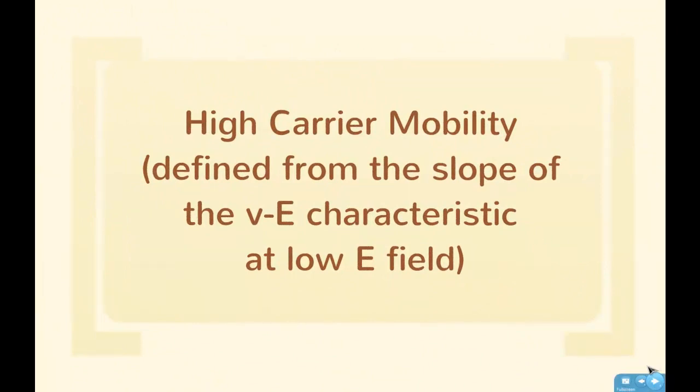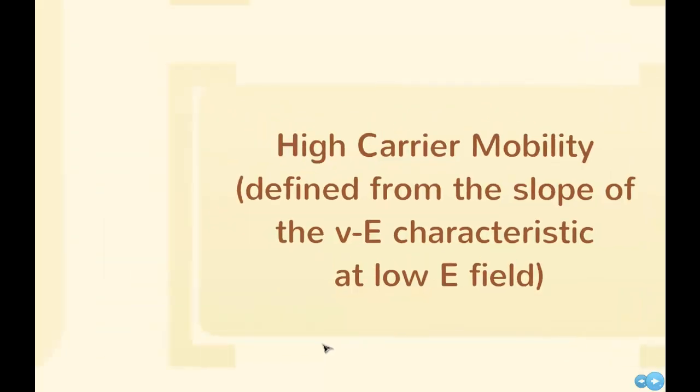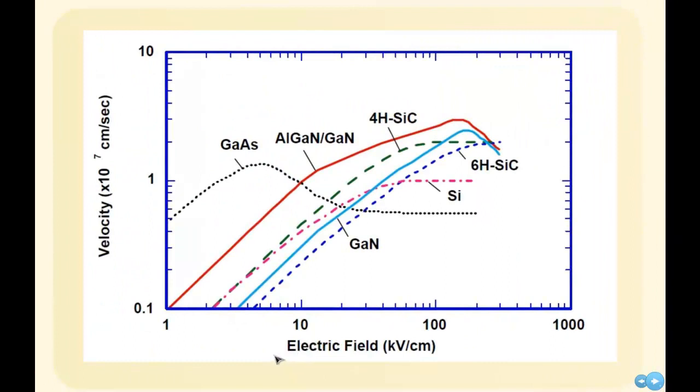Now, current is defined as the movement of charge, and it's expressed as the product between charge density and transport velocity. So both charge density and transport velocity must be high in order for us to achieve high currents. Now, there are two main parameters in a semiconductor material which tell us how fast the electrons move. The first one is the one shown here, the carrier mobility, and that is defined as the slope of the velocity versus field characteristic at low electric field. What we're saying here is that we are applying an electric field to our semiconductor material, which is relatively low.